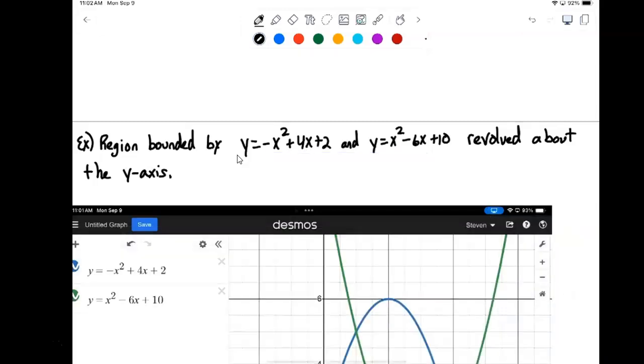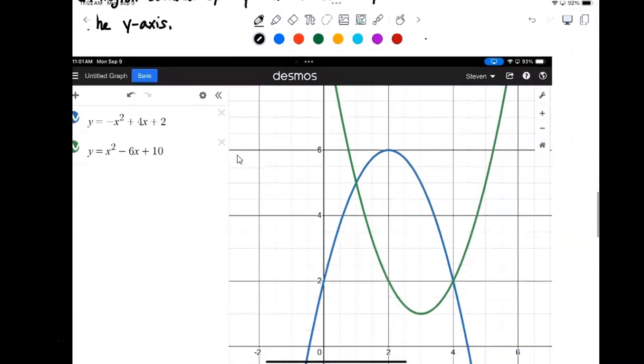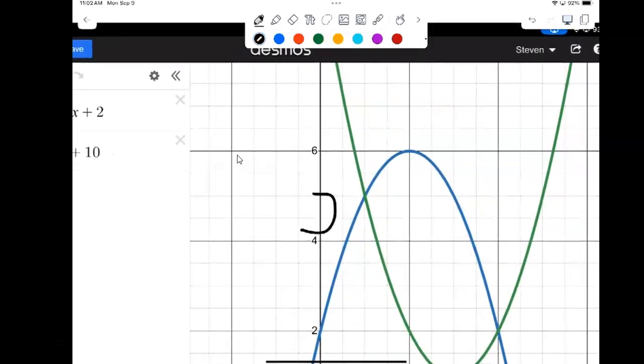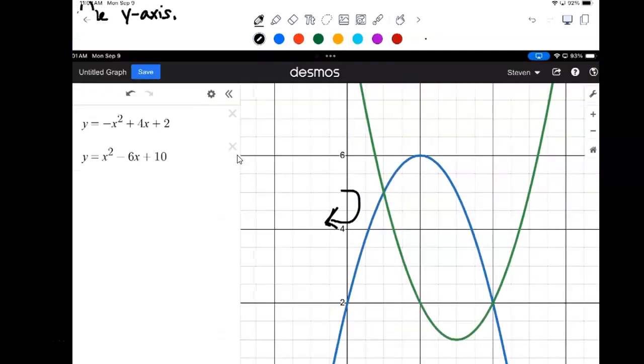So what I've begun with first is just looking at the graph. Here I've graphed my two graphs on Desmos. The negative x squared plus 4x plus 2 is the top graph, as you can see, and the bottom graph there is the green one. And again, we are revolving about the y-axis.